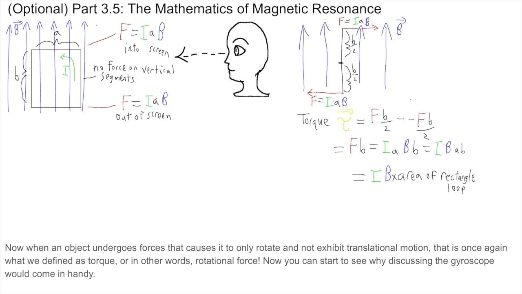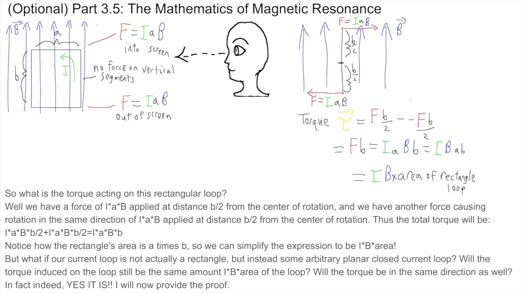Now, when an object undergoes forces that cause it to only rotate and not exhibit translational motion, that is once again what is defined as torque, or in other words, rotational force. Now you can start to see why discussing the gyroscope would come in handy. What is the torque acting on this rectangular loop? Well, we have a force of I times A times B applied at distance B over 2 from the center of rotation, and we have another force causing rotation in the same direction of I times A times B applied at distance B over 2 from the center of rotation.